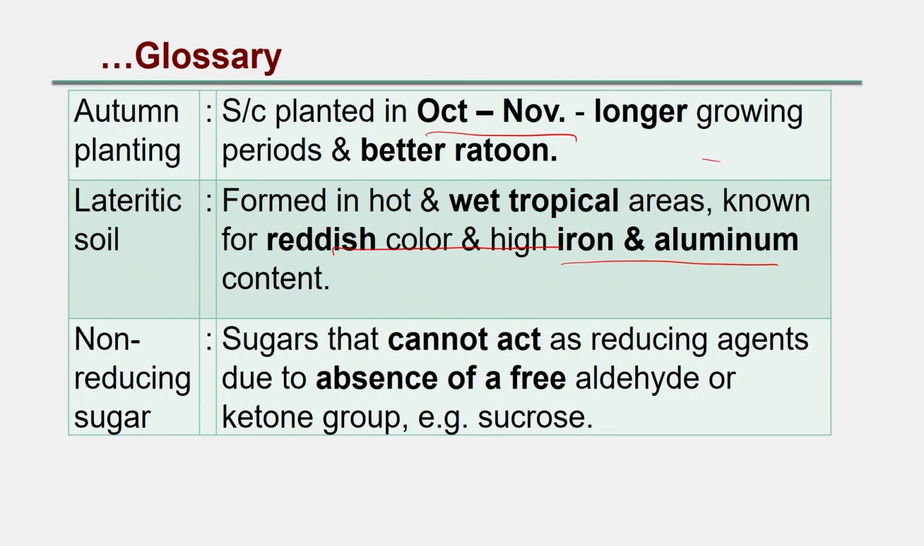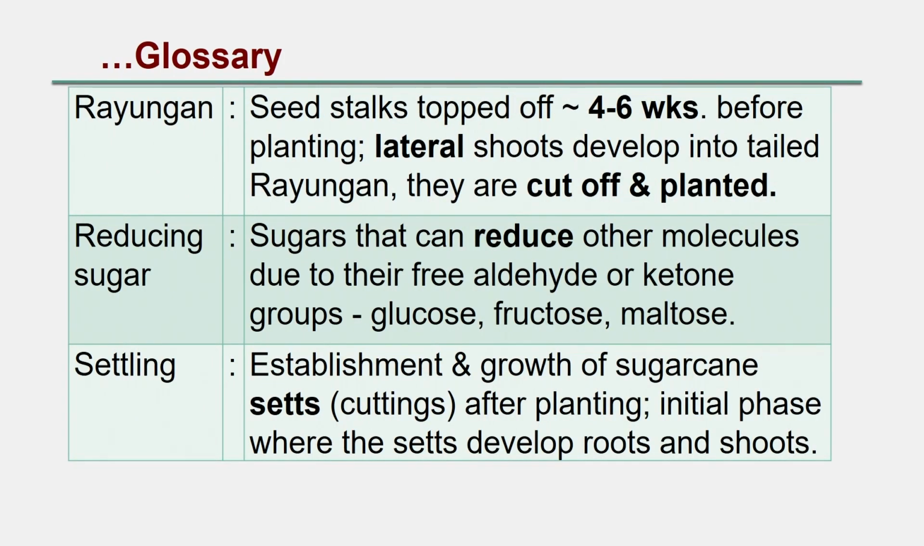Non-reducing sugar, sugars that cannot act as reducing agents due to absence of a free aldehyde or ketone groups, for example, sucrose. Sucrose is a non-reducing sugar. Now, reunion, the seed stalks stopped off 4 to 6 weeks before planting. Lateral shoot develop into tailed reunion and they are cut off and planted. So, it is a technique of planting sugarcane.